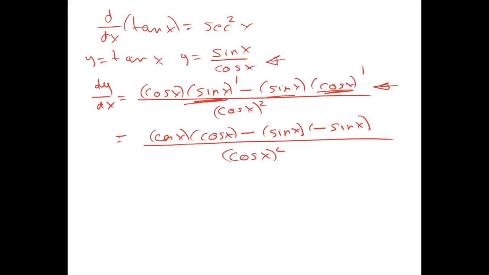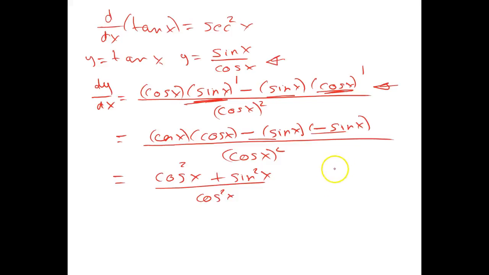Now we simplify it to get secant squared. And we know that cosine x times cosine x is cosine squared x. And negative sine x and negative sine x is a positive sine squared x over cosine squared x.